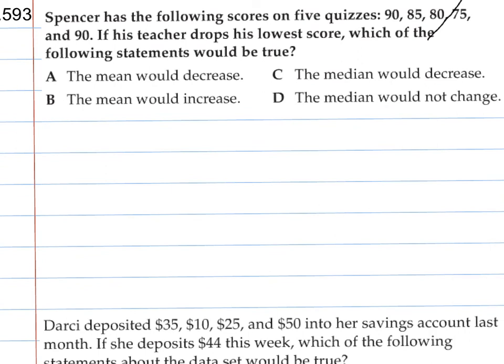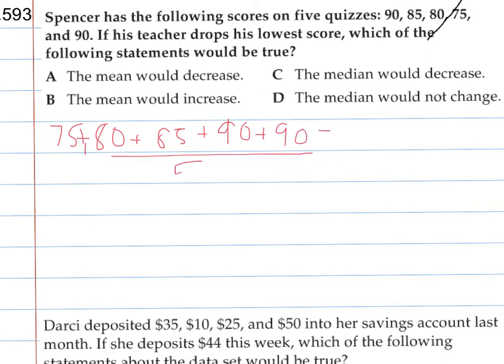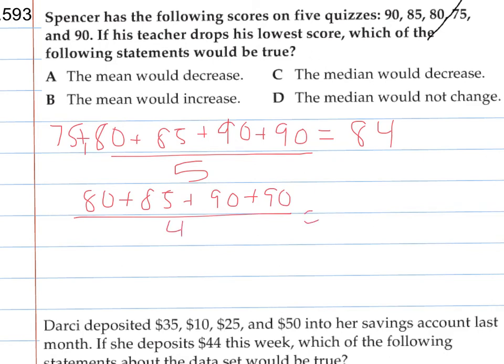So what you can do is look for the mean first, since that's the first category. When I find the mean right now of all of his scores, I add them all up: the 75, the 80, the 85, the 90, and the 90, and then I divide by the 5 quizzes, and I end up at a mean score of 84. Should I get rid of the 75, then I'd be doing 80 plus 85 plus 90 plus 90 over the 4, and I end up with an average or a mean of 86.25. So that was an increase in the mean, so that would eliminate answer A.